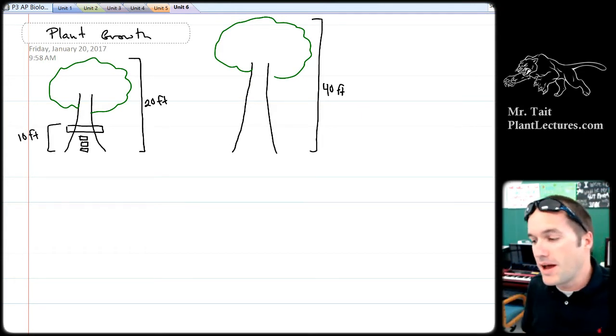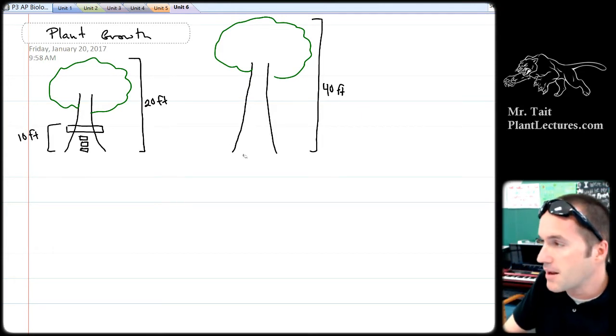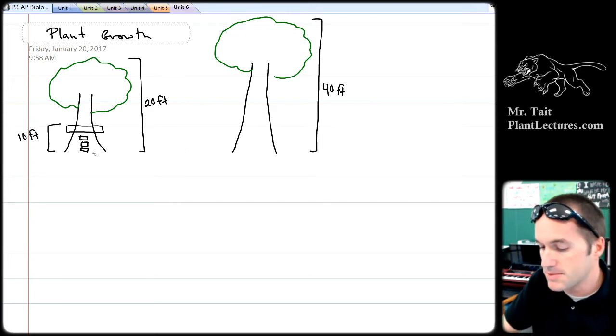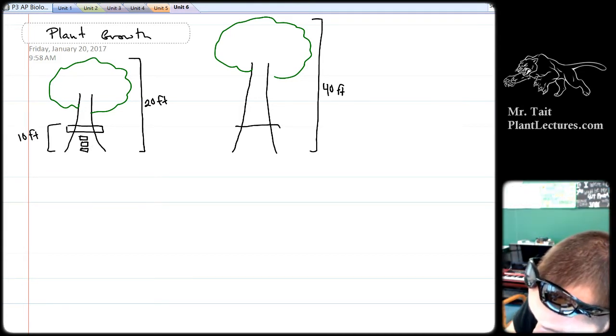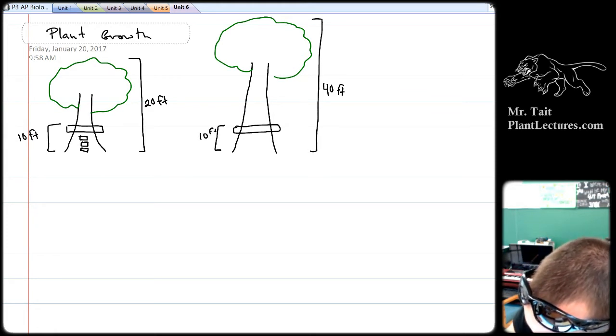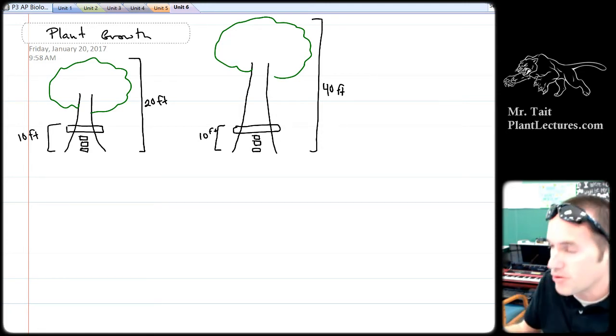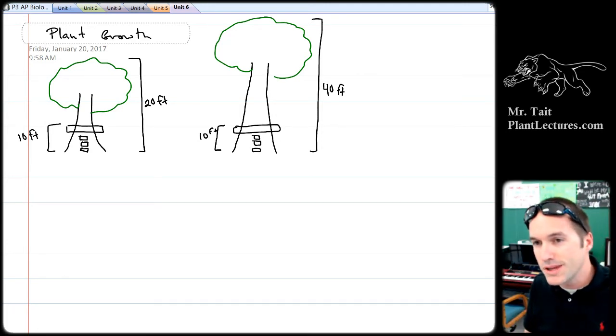You could go the other way and say, okay, all the growth is at the bottom, and if all the growth is at the bottom, that means that it grew 20 feet at the bottom, so that means that the tree fort is 30 feet off the ground. But the correct answer is that the tree fort is still 10 feet off the ground because trees do not grow from their bases, they grow only from their tips. Okay?